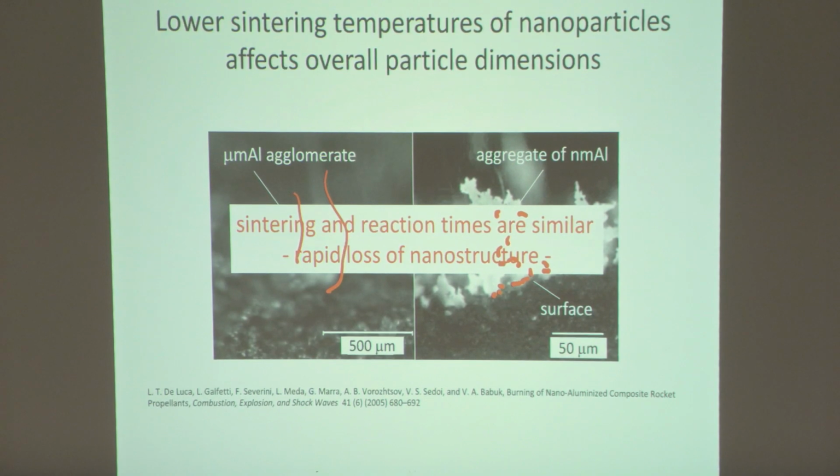So the sintering and reaction times are similar. For a nanoparticle, if I do some back-of-the-hand calculations and calculate what a sintering time is, you'll find it's of the same order as the reaction time, and as a consequence of that, there's a rapid loss of the nanostructure.